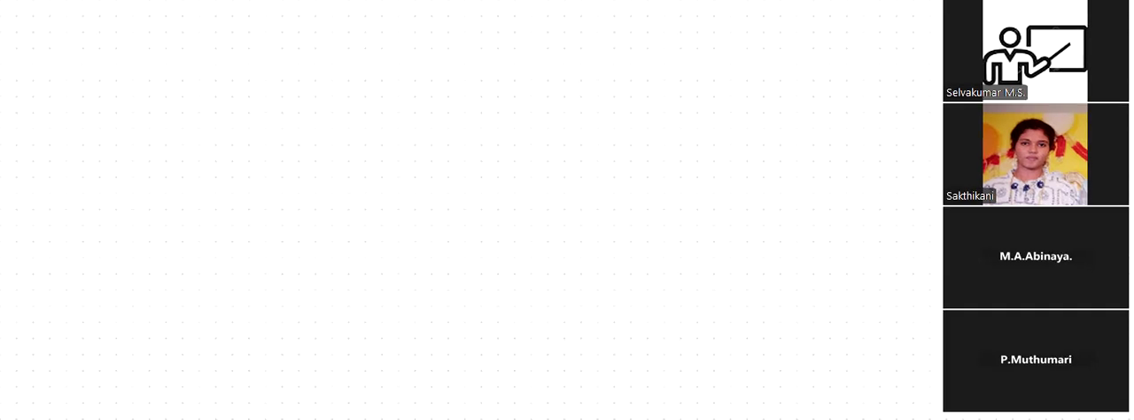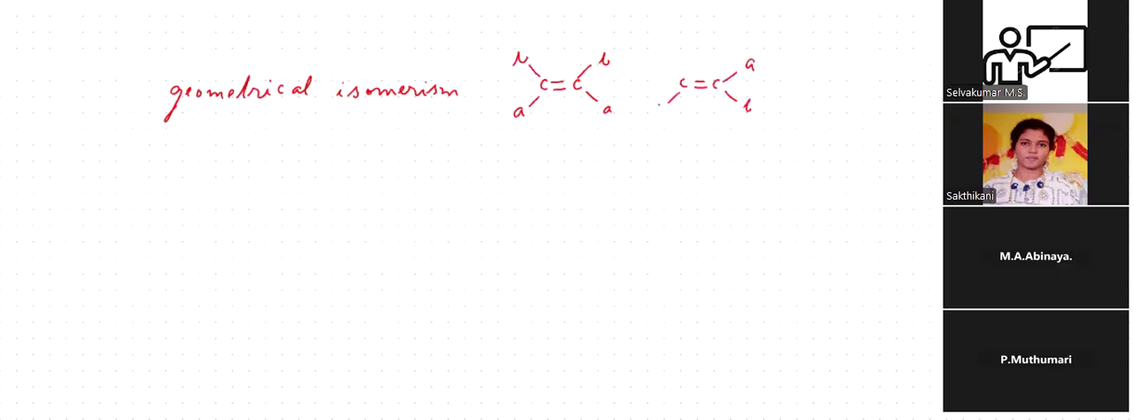The alkene that exhibits geometrical isomerism is... What is geometrical isomerism? Geometrical isomerism is found in chemical compounds containing a C double bond C. In the C double bond C, this is called cis isomer. This is called trans isomer.